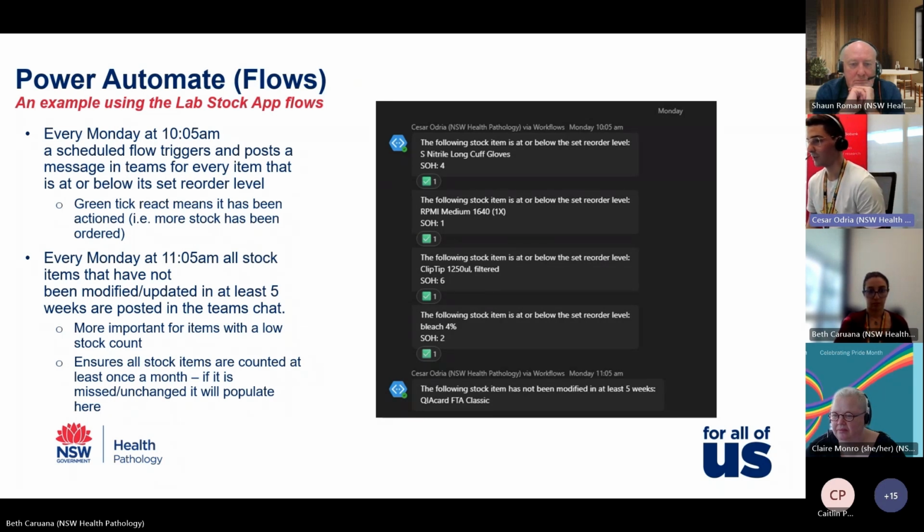You can see there the top 4. So small nitrile long cuff gloves. And at the bottom there, we have every Monday at 11:05 a.m. All stock items that have not been modified or updated in at least 5 weeks are posted in the Teams chat. This is more important for items with a low stock count and ensures all stock items are counted at least once a month. If it is missed or unchanged, it will populate here.